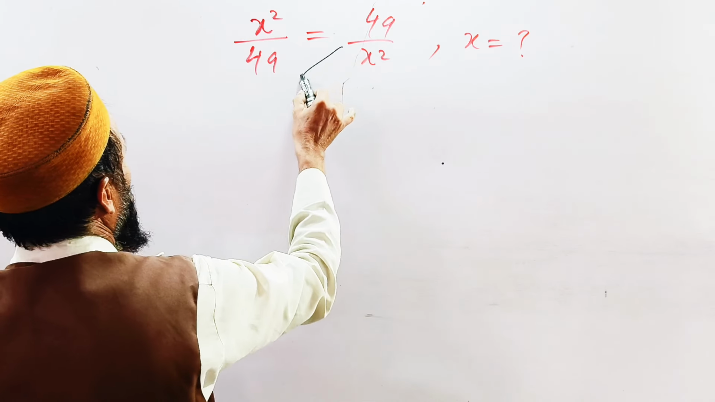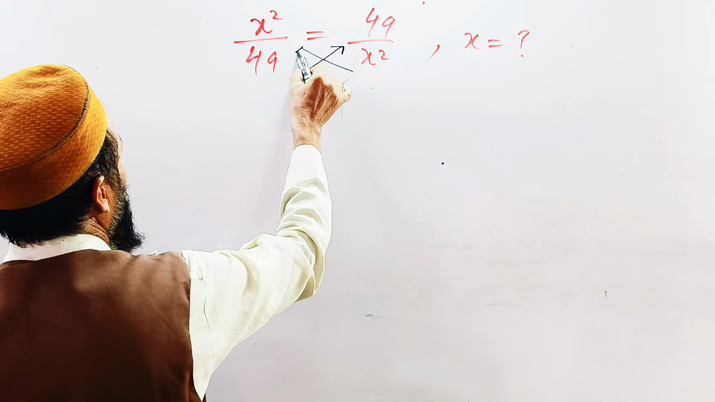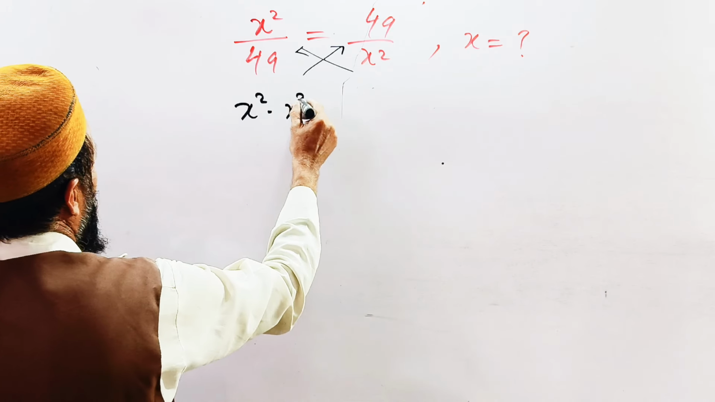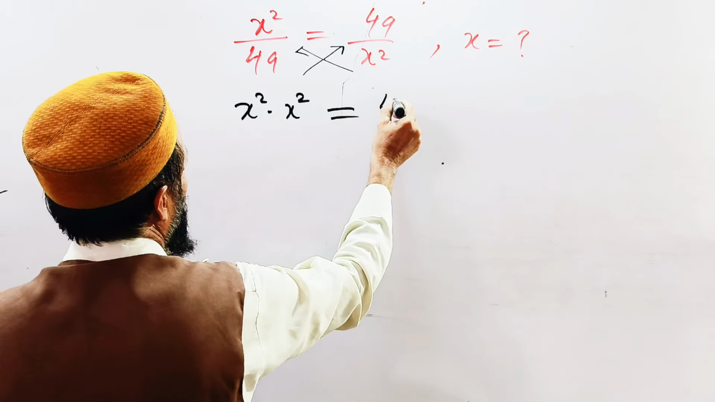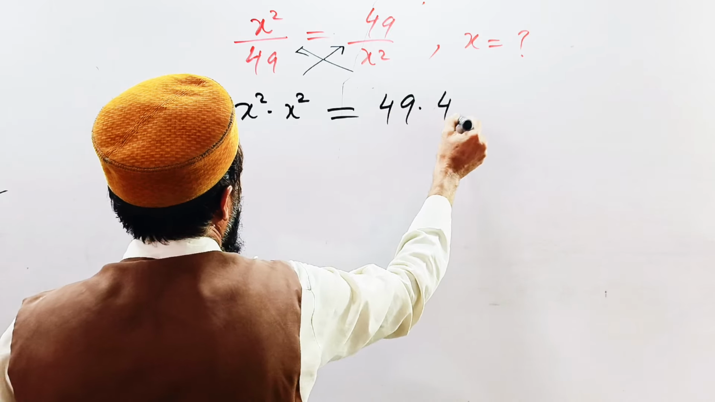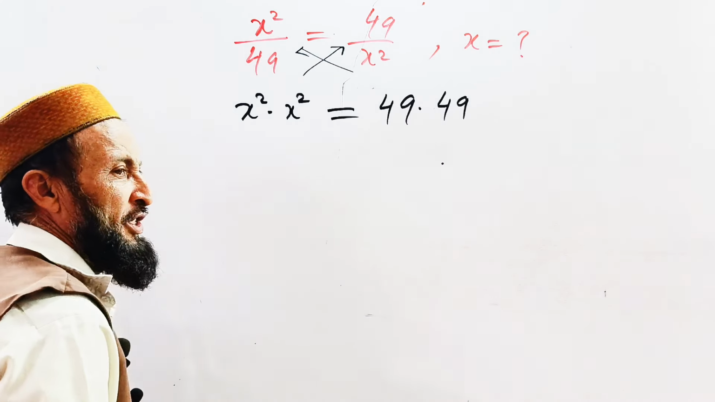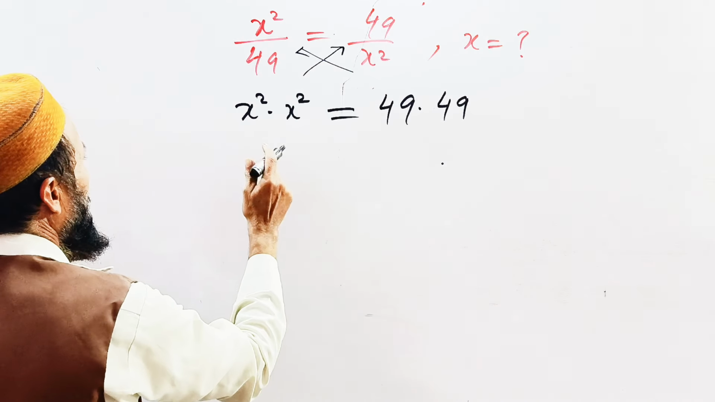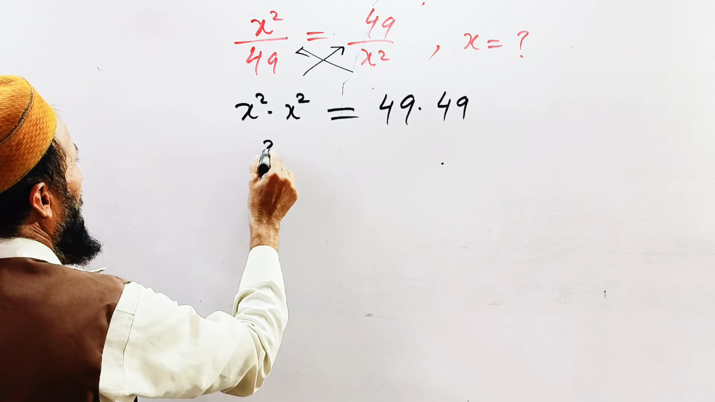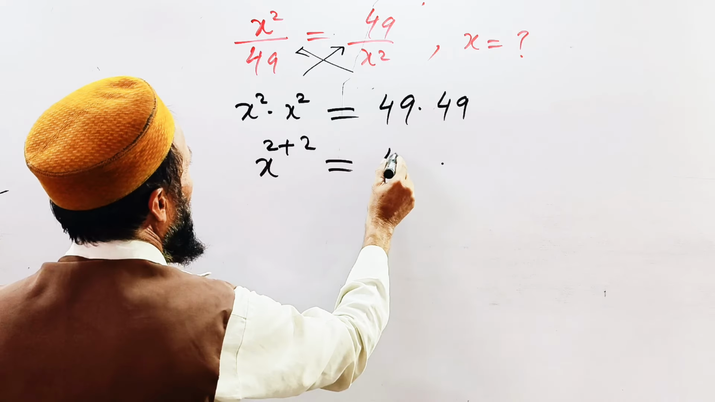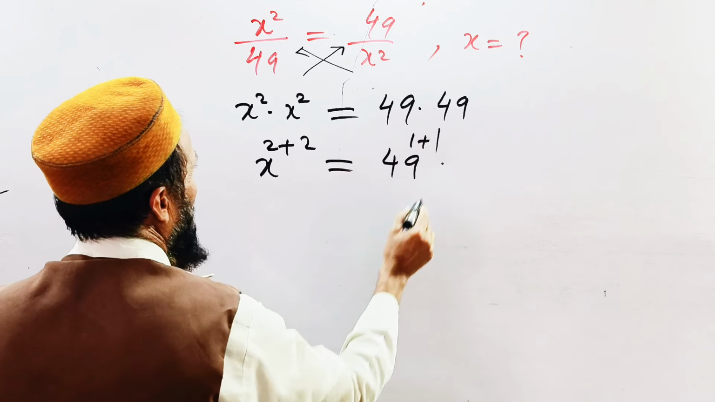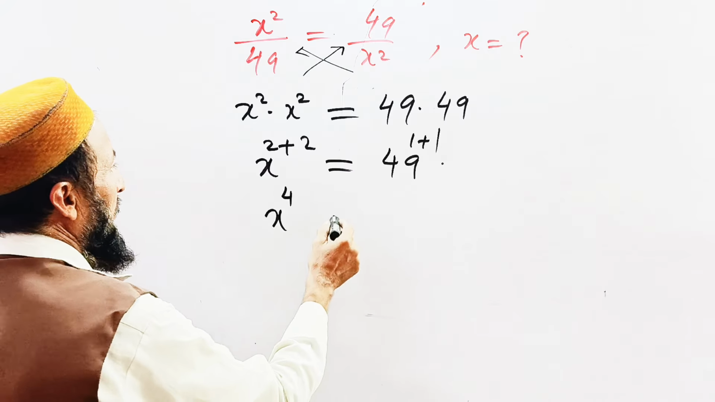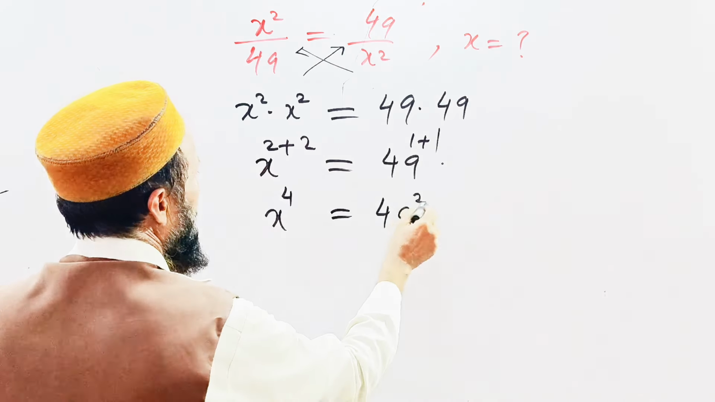But this method is very simple. If we take cross multiplication, we can write x square times x square is equal to 49 times 49. We have the rule that when the bases are the same, we add their exponents. Similarly, we have power 2 plus 2, and for the same base 49, we can write 1 plus 1. So x exponent of 4 is equal to 49 square.